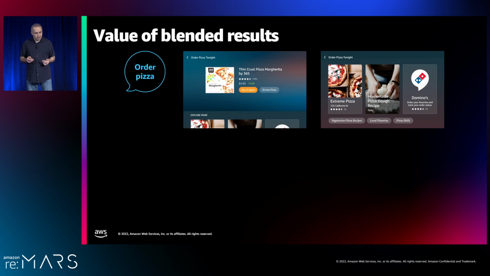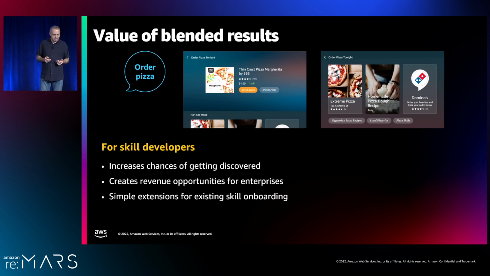So here, if I summarize the value of blended results for skill developers, it will increase their chances of getting discovered. Let me pause here for a second, actually. On non-multimodal devices, the customer's attention span is maybe 15 seconds, 20 seconds, or a minute. So we need to fit everything into that attention span.